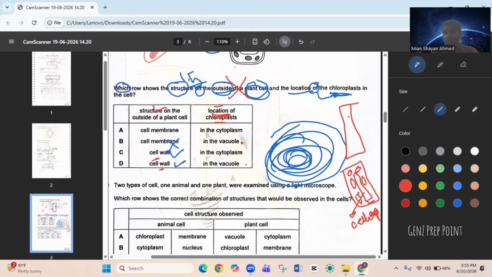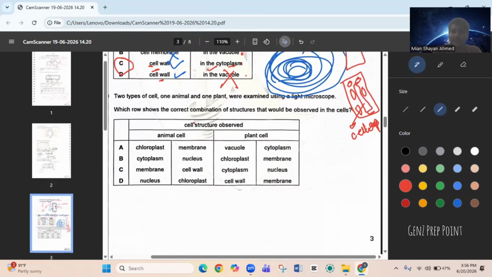So what's the structure outside? What's the pigment inside the plant cell? Cytoplasm. From our childhood to the 10th grade, 11th grade, 9th grade, we have understood that inside the plant cell there is cytoplasm. So cytoplasm, not the vacuole, is the answer. So C would be the answer. It is present inside. The last structure is the cell wall, and the chloroplast is present in the cytoplasm.